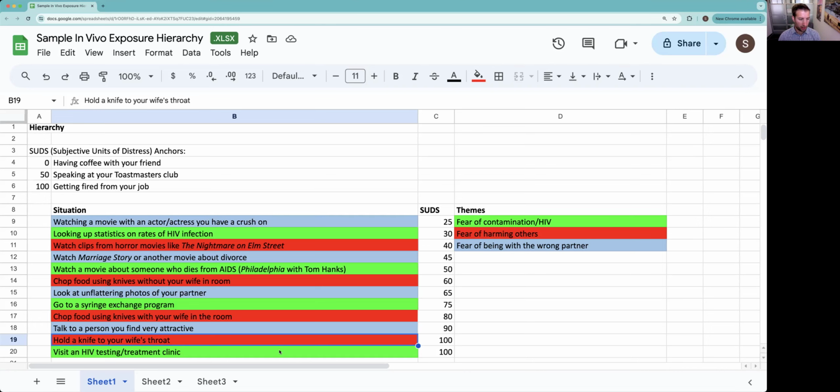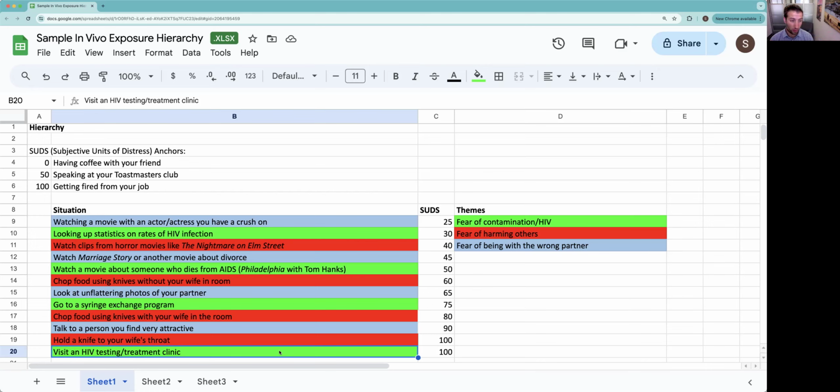And then finally, visiting an HIV testing or treatment clinic might be the very highest exposure on someone's fear of contamination hierarchy. And so this, of course, is a somewhat sizable hierarchy, but likely one that you create would involve even much more detail and would zoom in a bit more. But it gives you just a general sense of how things might go.